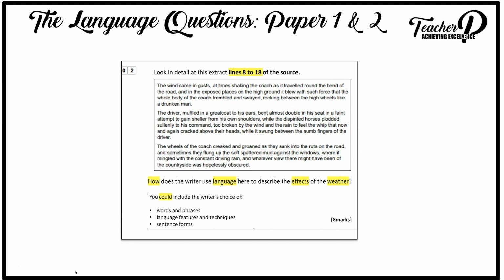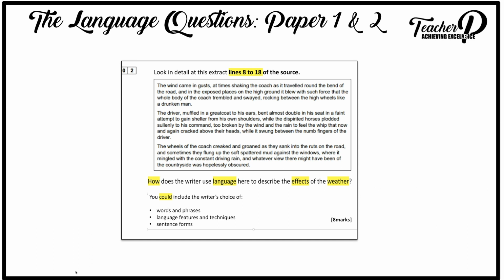This is question 2 on paper 1. Look in detail at this extract from lines 8 to 18 of the source. How does the writer use language here to describe the effects on the weather? You could include the writer's choice of words and phrases, language features and techniques, and sentence forms. This question is worth 8 marks.